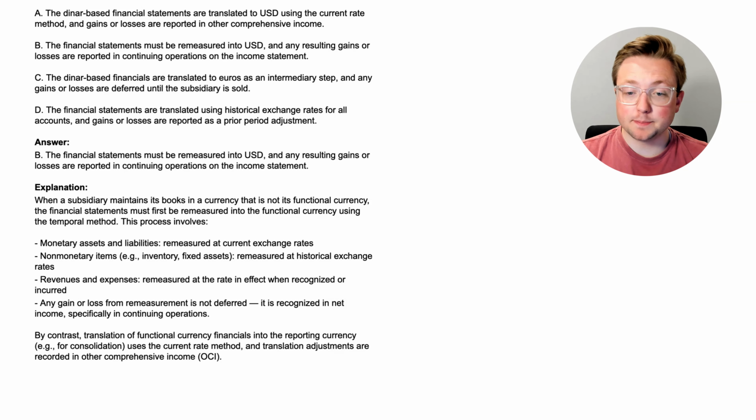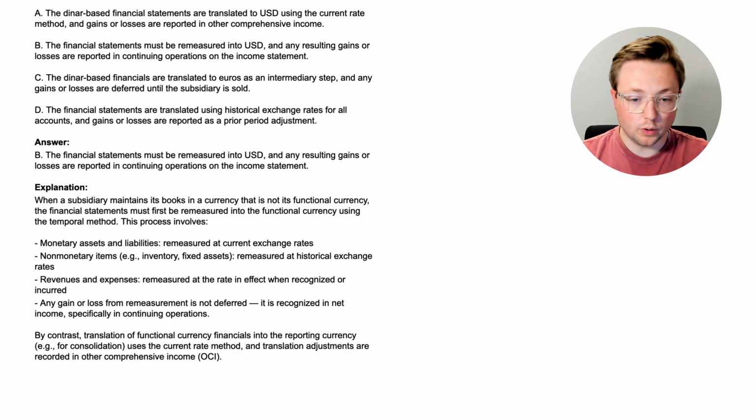The financial statements must be remeasured into USD, and any resulting gains or losses are reported in continuing operations on the income statement. So let's go through this. When a subsidiary maintains its books in a currency that is not its functional currency, so we learned in the previous question that they should be doing it in their functional currency, or most likely they usually do it in their functional currency, but if they're not, the financial statements must be first remeasured into the functional currency using the temporal method. So what is the temporal method?